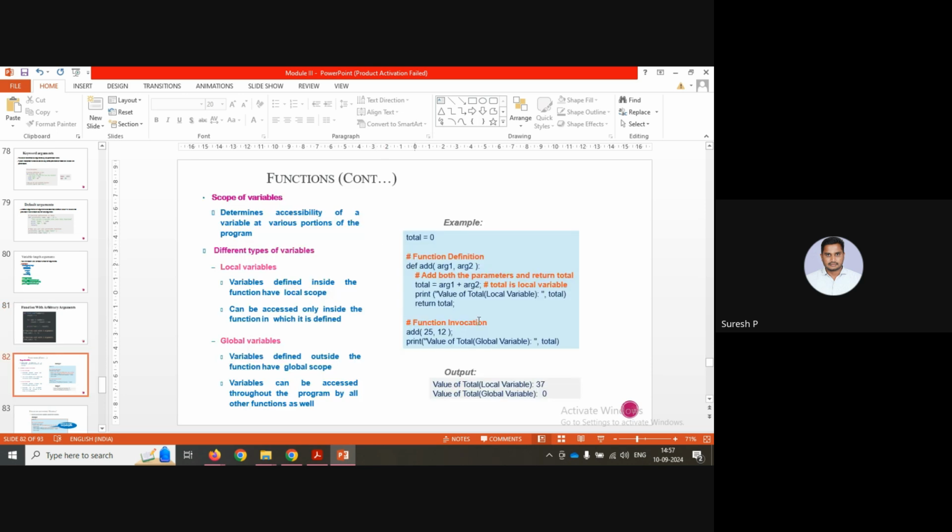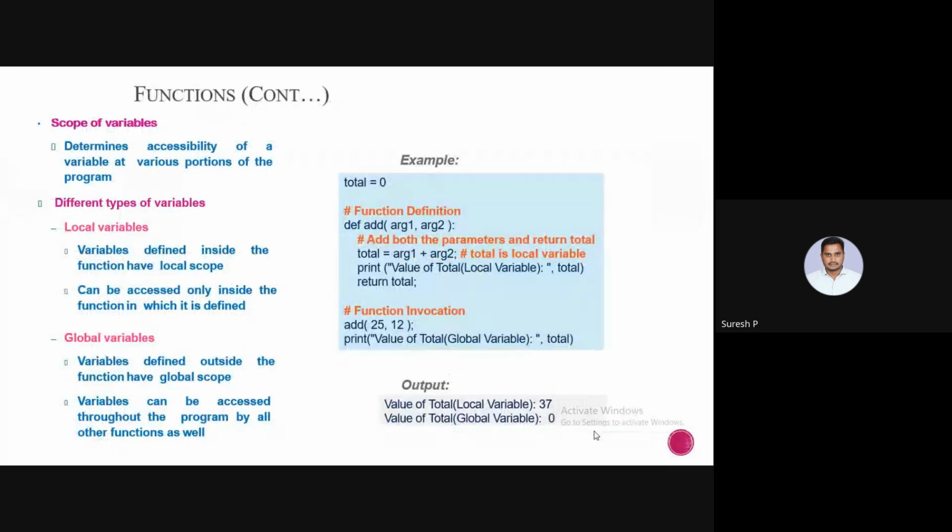Okay. So here, when we have the functions concept, the scope of the variables is very, very important. The scope means the lifetime of the variable, where a variable can be accessed and where it cannot be accessed. The scope of the variable will be mainly used to determine the accessibility of the variable at different portions of the program. There are 2 different types of variables. One is local variable, another one is global variable.